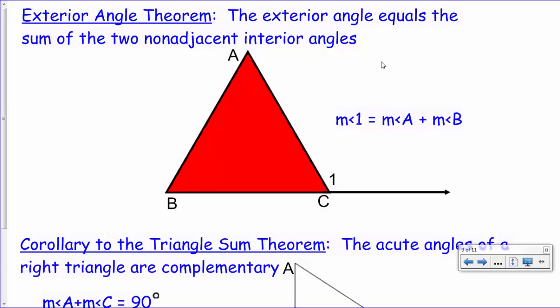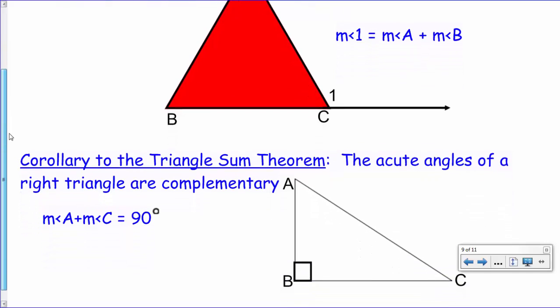Exterior angle theorem tells us that the exterior angle, that is an angle outside of the triangle, equals the sum of the 2 non-adjacent interior angles. My example shows that angle 1 outside of the triangle equals angle A plus angle B. An exterior angle in geometry, we have to remember, is defined as being a linear pair with an angle inside, not an angle that would be vertical. So if I were to draw a line extending this, we have to make sure that the exterior angle is linear paired with the angle inside of the triangle.